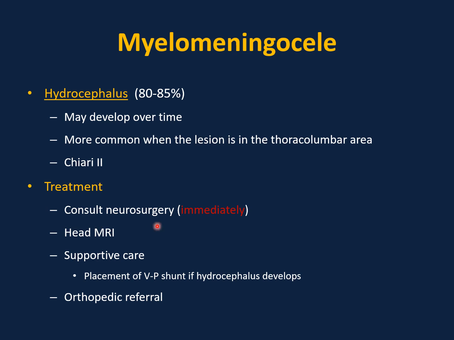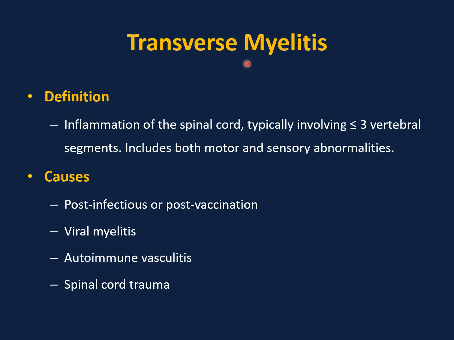The treatment: consult neurosurgery. This is considered a neurological emergency. Head MRI is very important, and supportive care, placement of VP shunt if hydrocephalus develops, and orthopedic referral or consultation is very important.